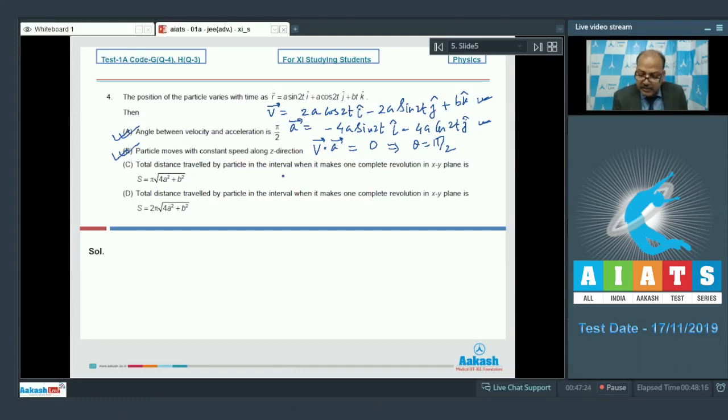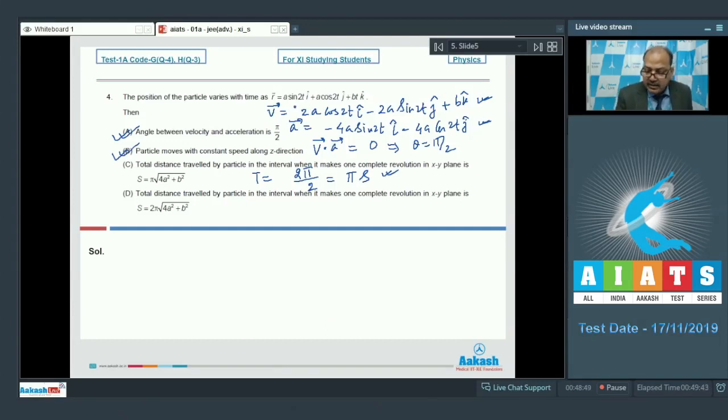Total distance traveled by the particle in the interval when it makes one complete revolution in xy plane is. The time taken to complete one revolution, capital T, we'll find is equal to 2 pi by 2, or it is simply pi second. Why it is so is this.